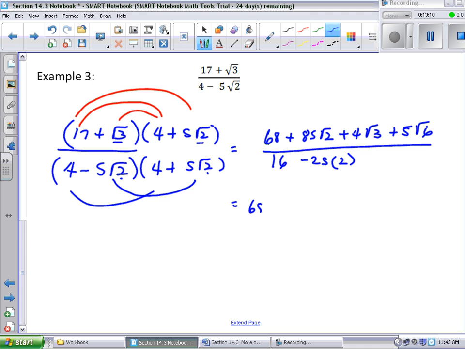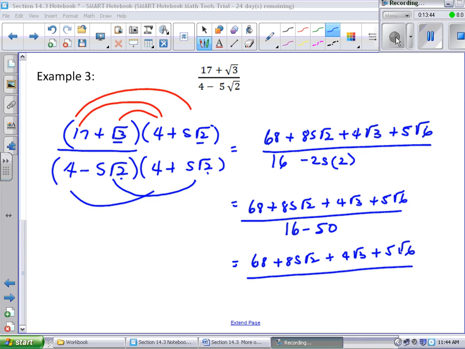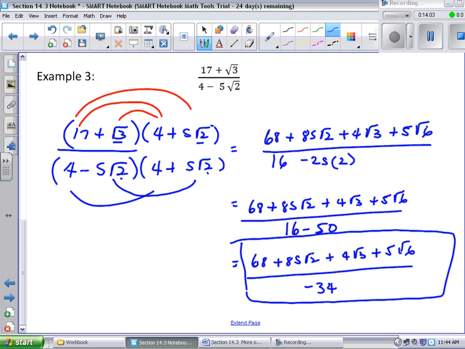So I have 68 plus 85 square roots of 2 plus 4 square roots of 3 plus 5 square roots of 6 over 16 minus 50, which would be 68 plus 85 square roots of 2 plus 4 square roots of 3 plus 5 square roots of 6 over negative 34. I can leave the answer like this. Some books do not like for you to leave a negative in the denominator of a fraction, but we don't care if you do it, and the computer doesn't care when you put it in the homework if you do that. So I am going to frame my answer in.